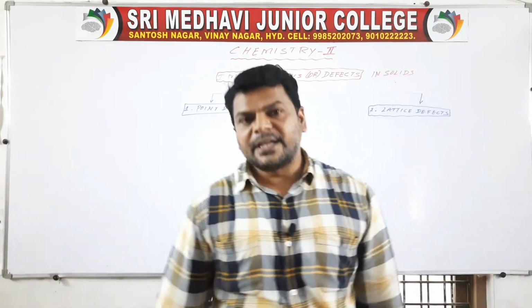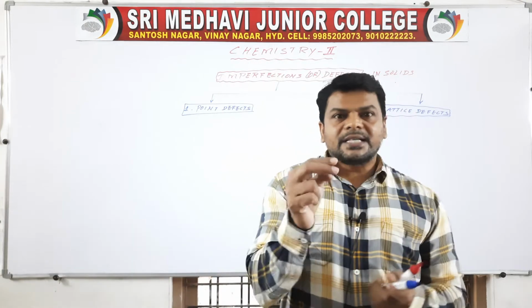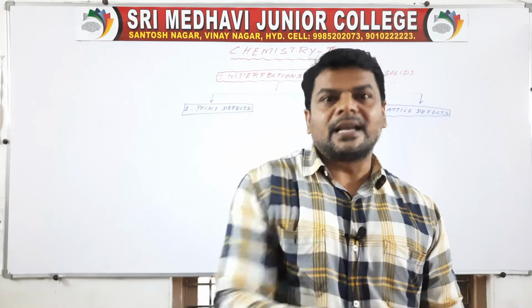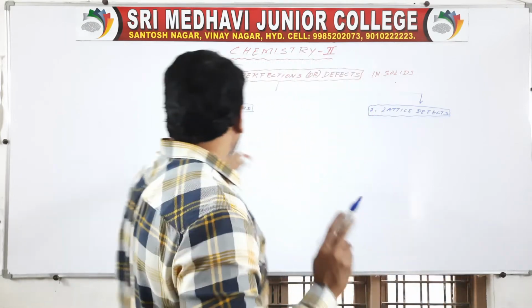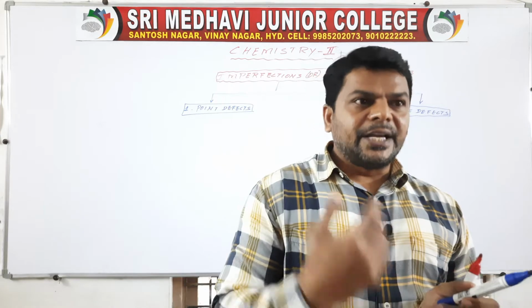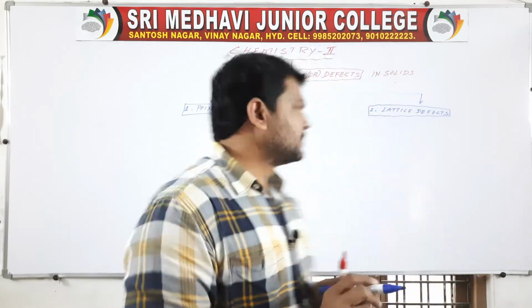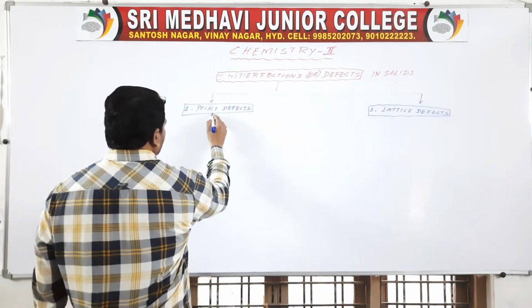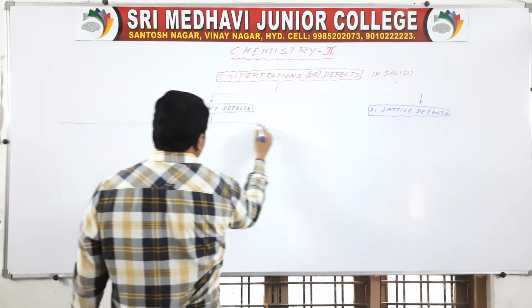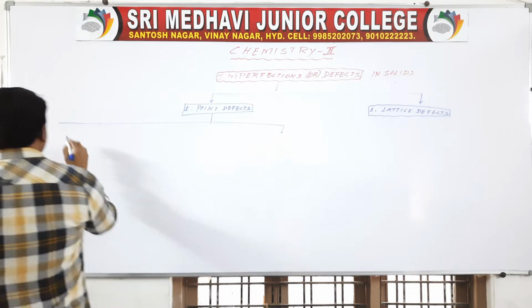What are point defects? The defects formed around a point in the crystal lattice are called point defects. Point defects may be classified into four types. How many types? Four types.